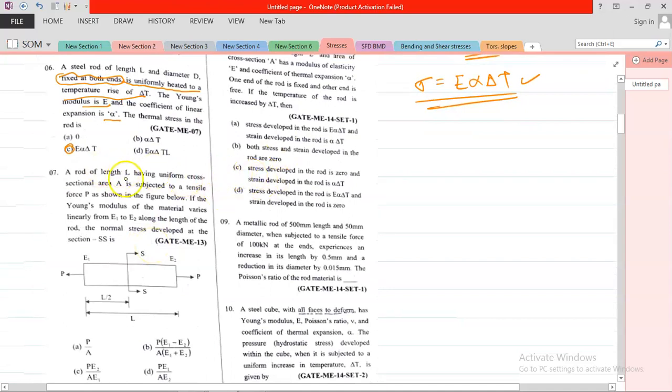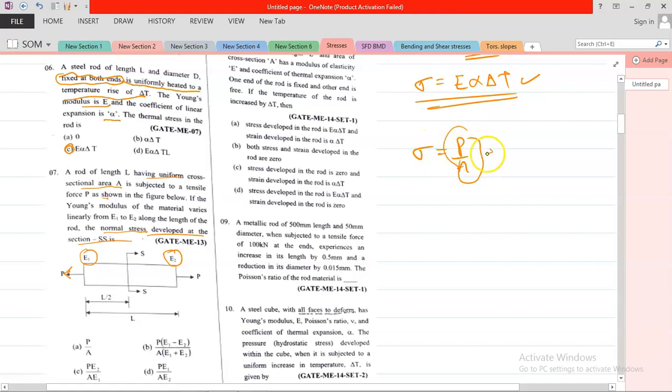Now this is a question. A rod of length L having cross-section area A is subjected to a tensile force P as shown in the figure. If the Young modulus varies from E1 to E2 along the length, here it is E1, here it is E2, then it is asked: what is the normal stress developed in the bar? First of all, you can directly say sigma is equal to P by A.